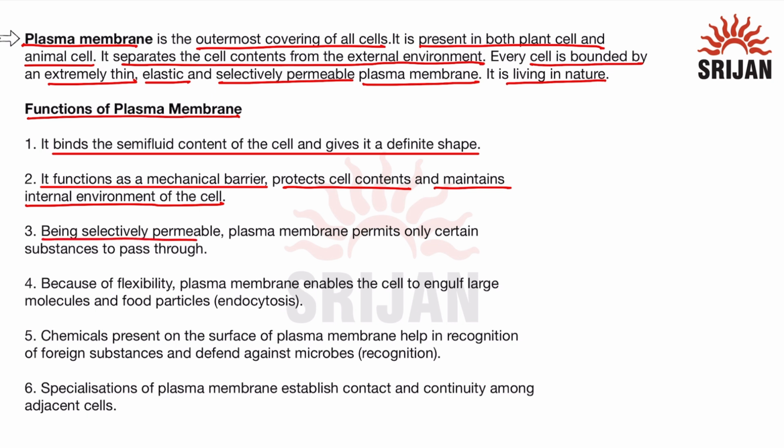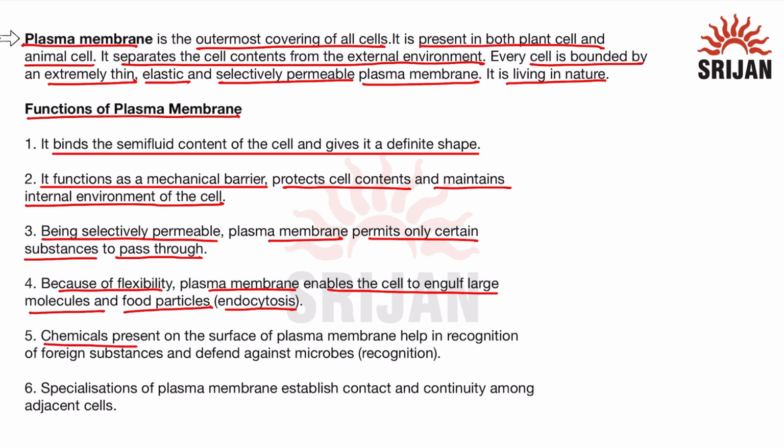Third is being selectively permeable. Plasma membrane permits only certain substances to pass through. So, plasma membrane is selectively permeable and it will allow only certain substances to pass in and out of the cell. Because of flexibility, plasma membrane enables the cell to engulf large molecules and food particles, which is called endocytosis. So, plasma membrane is living and that is why it is flexible. So, it will enable the cell to engulf the large molecules and food particles. This is known as endocytosis because the food molecules or the particles are coming inside the cell.